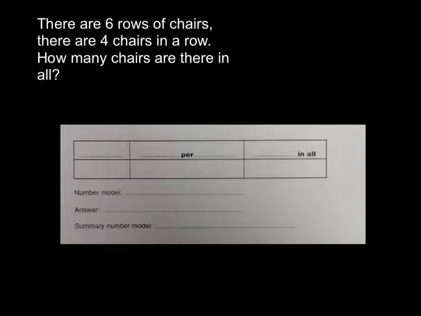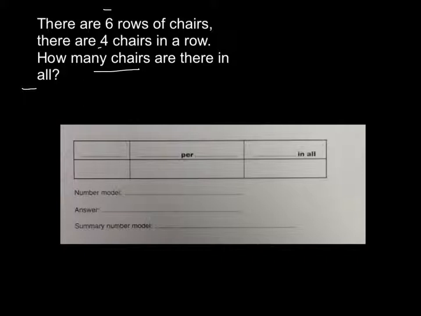We're going to take a look at two different ways that we can set up some multiplication problems. On the board it says there are 6 rows of chairs. There are 4 chairs in a row. How many chairs are there in all? One way we can set up this problem is by filling in one of our charts. We also call this a multiplication or division diagram.